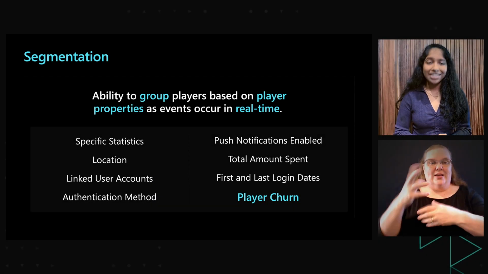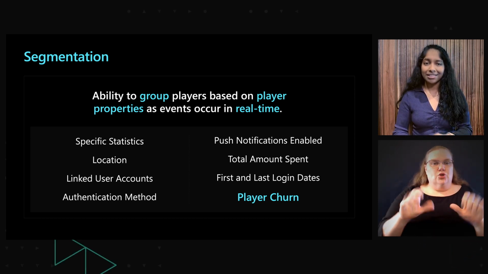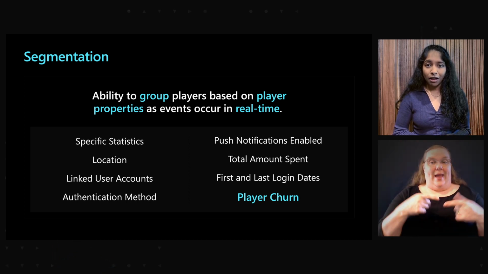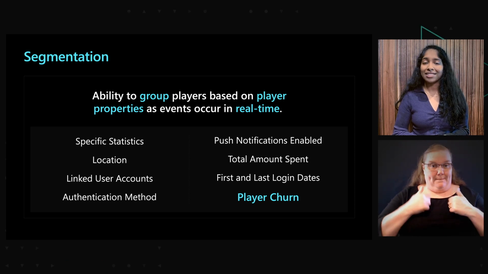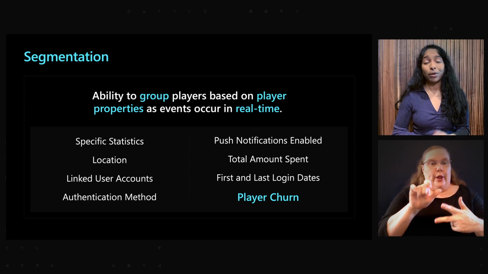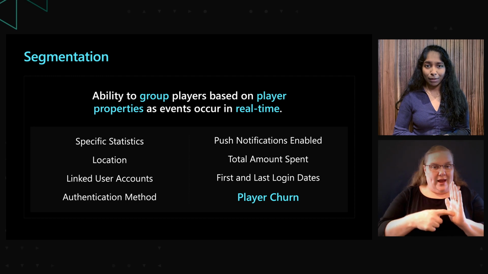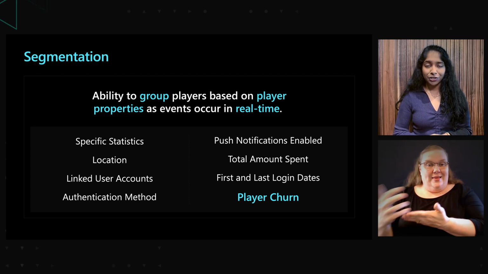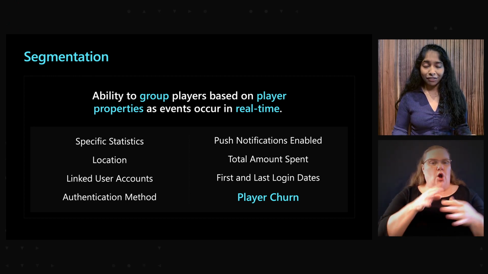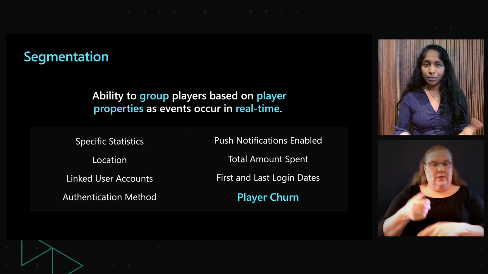As I had briefly mentioned, segmentation is the ability to group players based on their player properties as events occur in real time. Some of the properties that you can group them by are specific stats, such as experience points, or the location, where the players are coming from, and whether they have push notifications enabled, and even how much money they've spent within the game itself. So all of these filters that I've just spoken to you about are descriptive, which means we gather the data from the players' playstream events and break down the players into those particular segments.